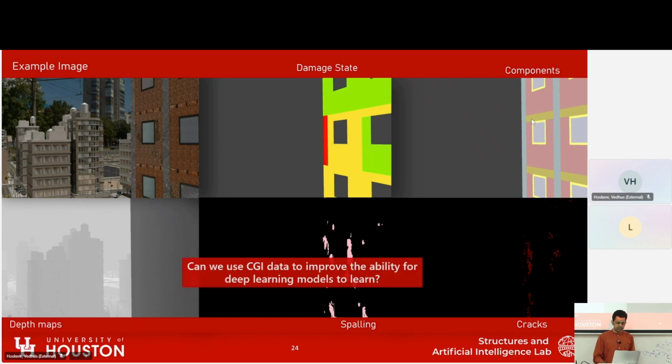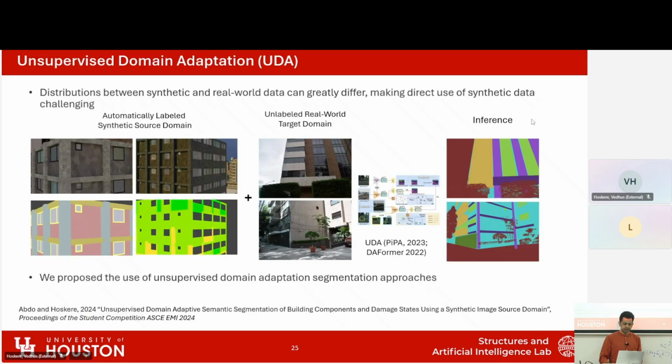Question is, can we use this CGI data to improve the ability of deep learning models to learn? So we did a study. This is by my student Charles. What we're trying to do here is to see if we can learn without any real data. So it's trained only on synthetic data, and then it's tested on real data.